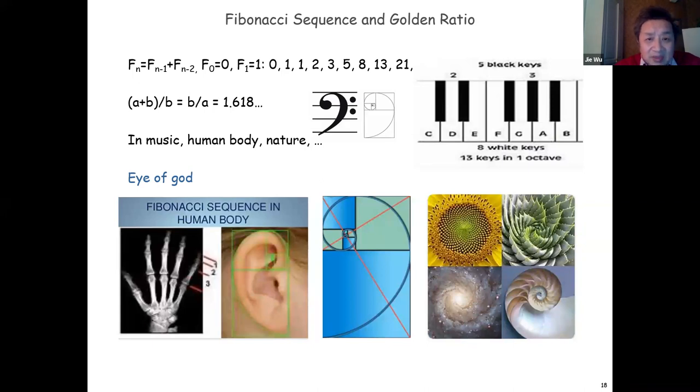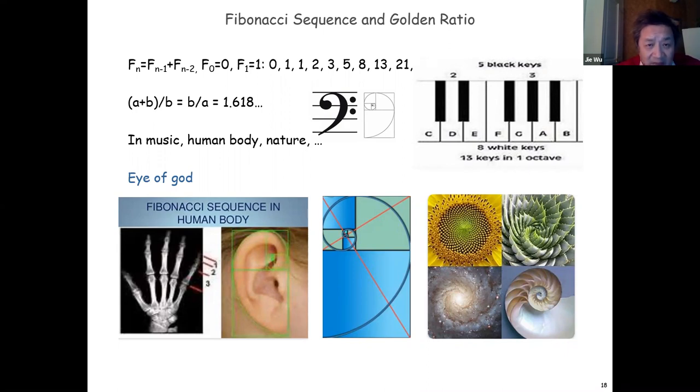You know Fibonacci numbers, which are a sequence: Fn equals Fn minus one plus Fn minus two. You start from 0, 1, then you have the sequence 0, 1, 1, 2, 3, 5, 8, 13, 21, right? So you see this list. So what's the golden ratio? We already mentioned it. Remember last time when I did a demo, a piece of paper, a rectangle, then you cut a square out of it. Then what's the remaining part is a small rectangle.